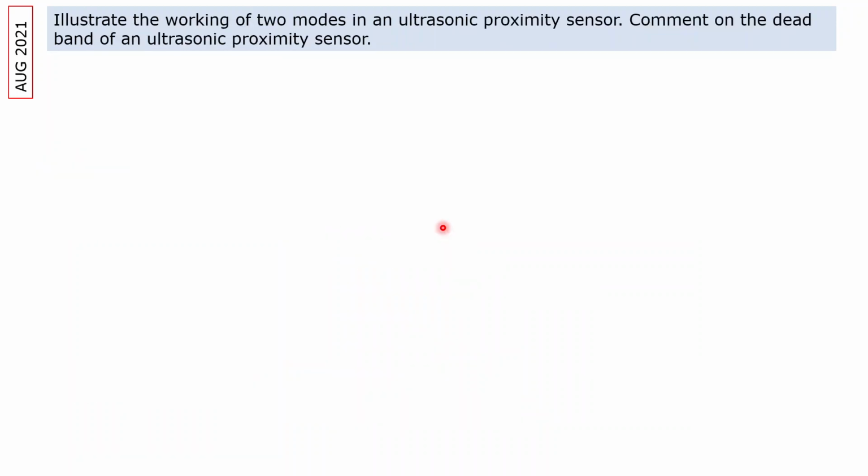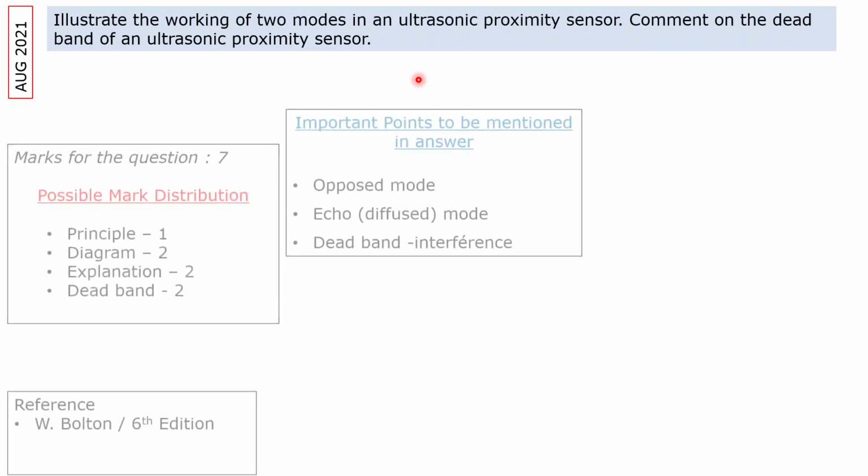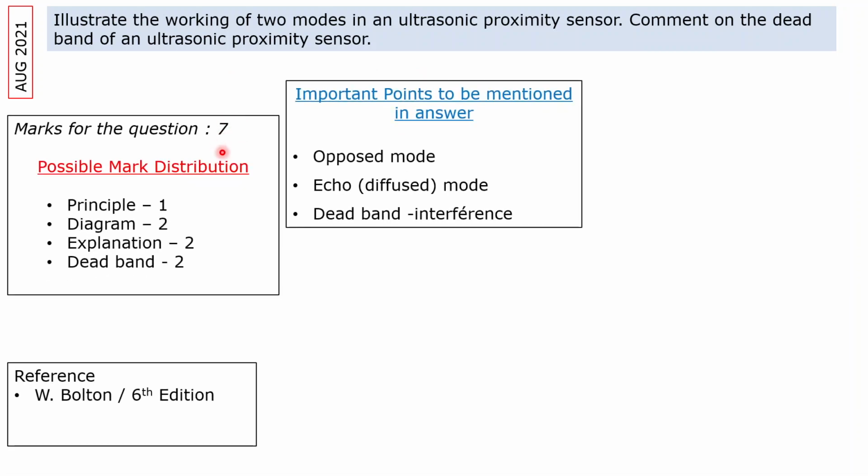Now next one, illustrate the working of any two modes in an ultrasonic proximity sensor. Comment on the deadband of an ultrasonic proximity sensor. So the working of an ultrasonic proximity sensor, the question carries 7 marks. The principle is 1 mark. Diagram is 2 marks, explanation carries 2 marks, and commenting on the deadband is 2 marks.